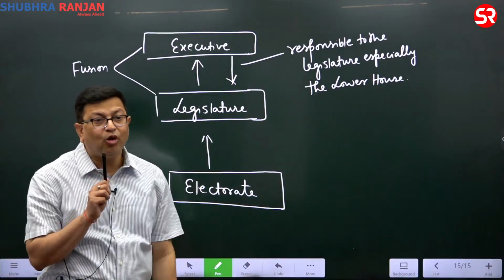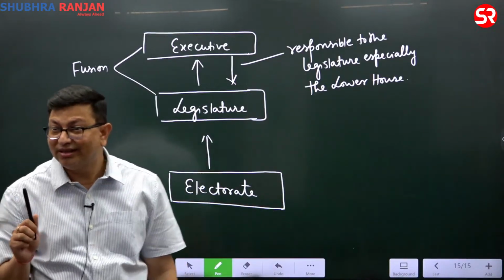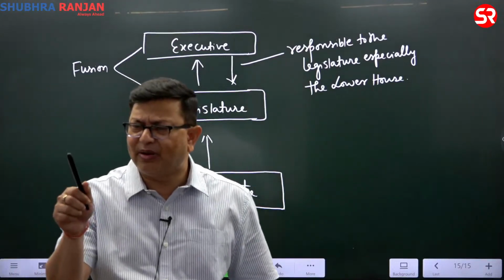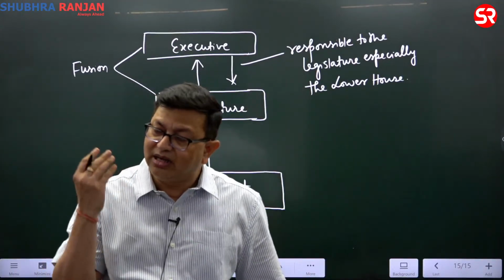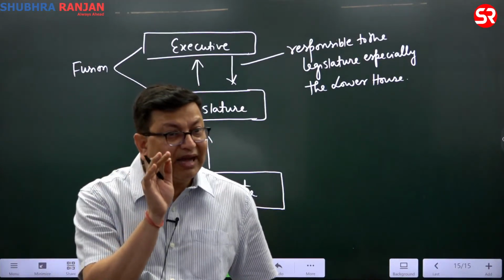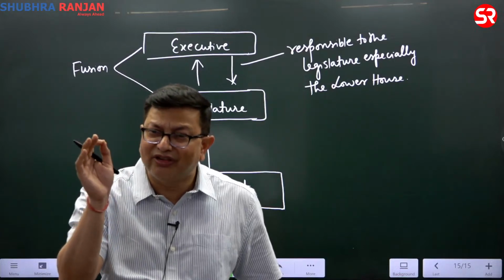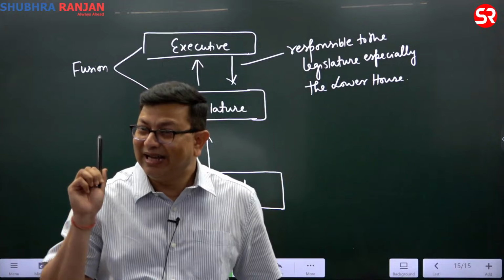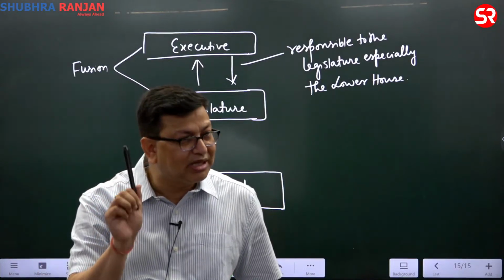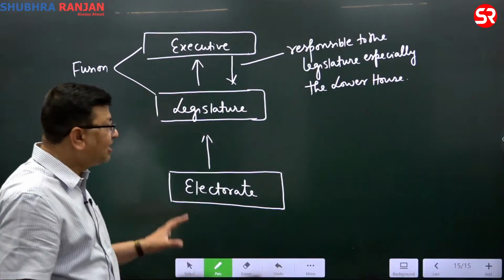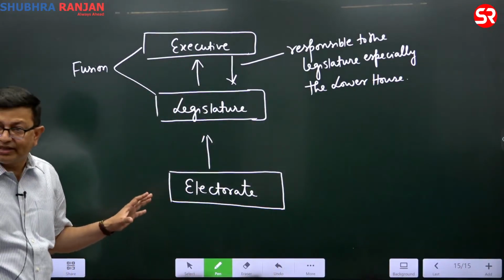It means if the house passes a no confidence motion, the party has no majority, and the government will no longer be there. So the survival or existence of the government depends on the legislature. If the legislature passes a resolution, then your government will no longer be there. This was your parliamentary system.